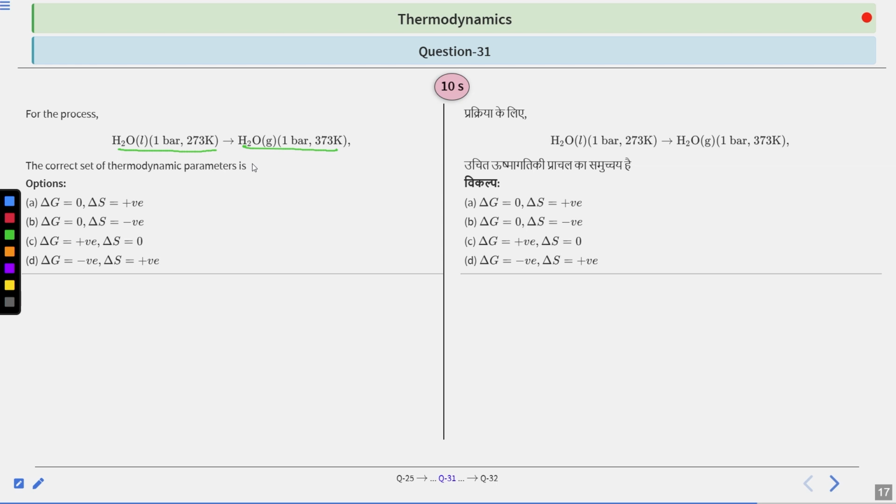So options are A, delta G is equal to 0, delta S is positive. Option B, delta G is 0, delta S is negative. Option C, delta G is positive, delta S is 0. And option D, delta G is negative, delta S is positive. Now you have 10 seconds to solve this question. Your time starts now.